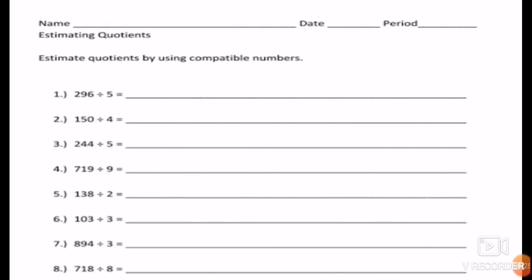296 divided by 5. Here in 296 the greatest place value is 200, so the number 296 is going to be rounded off to the hundreds place. We look at the digit on the tens place, which is 9. We encircle 9. Now 9 is greater than 5, so 1 will be added on the 100 place.